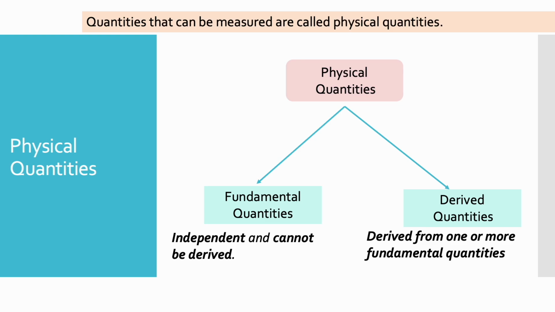Derived quantities are formed by combining two or more fundamental quantities. For example, speed is a derived quantity because it comes from dividing distance by time. So, fundamental quantities are the building blocks and derived quantities are built from them.